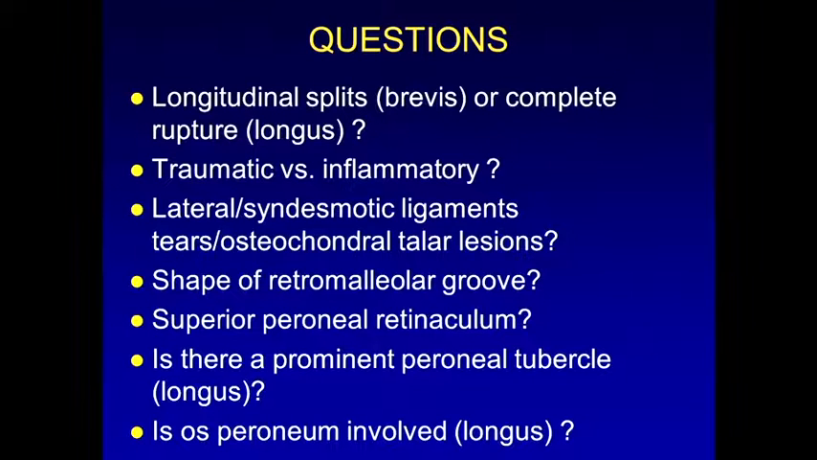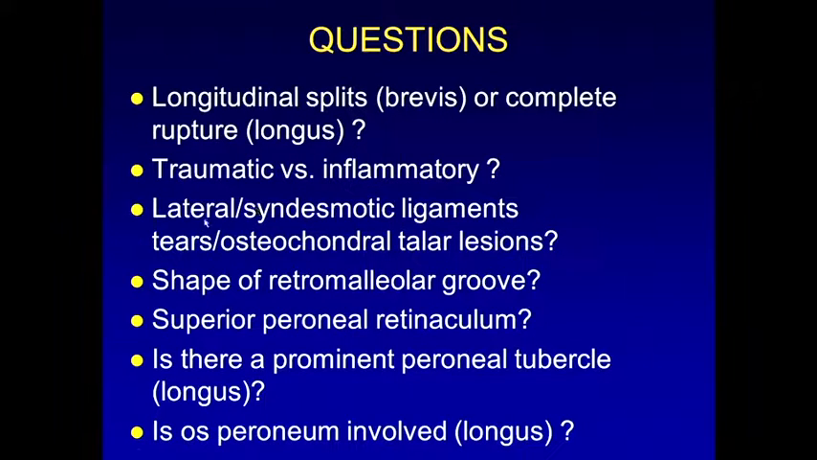When we have peroneal tendon pathology, we need to ask multiple questions. So we need to say what kind of tear it is. In the brevis, we usually get longitudinal split tears. In the longus, we usually get partial or complete rupture. Is it traumatic versus inflammatory? Both the peroneal tendons as well as the posterior tibial tendon are often associated with inflammatory rheumatological disorders such as rheumatoid arthritis. Peroneal tendons are often injured in association with inversion injury.